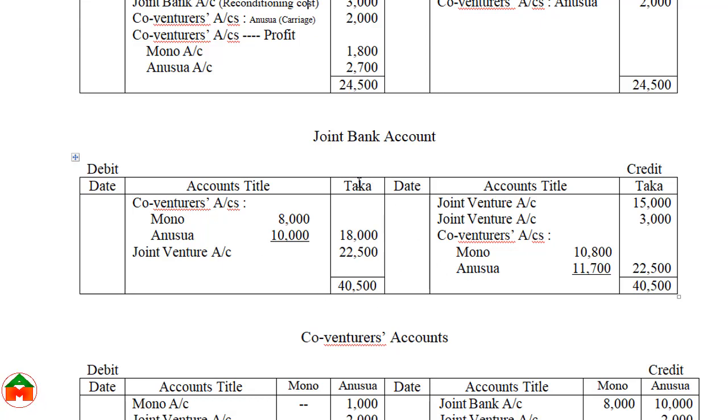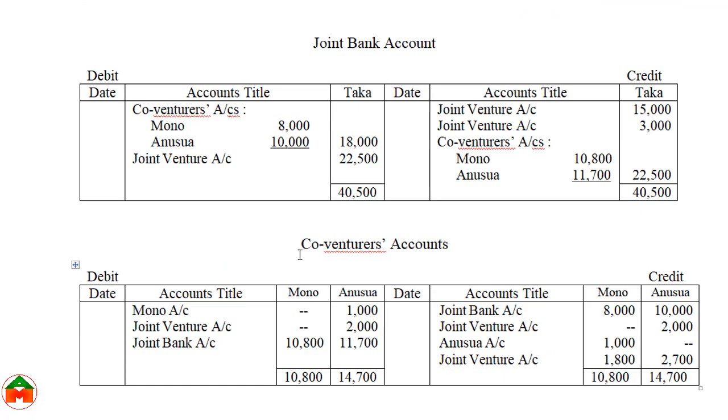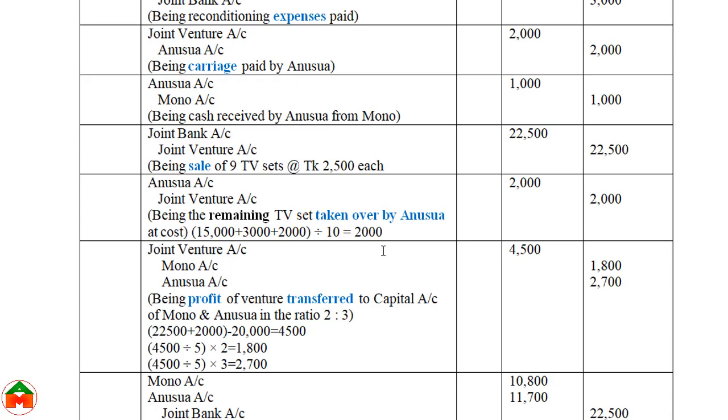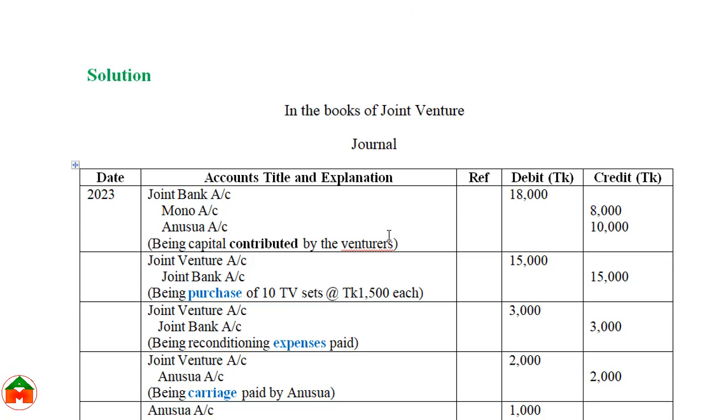Whenever you are preparing one account, if it is in the debit side, then write the amount in the debit side, then in the account title show the opposite title. The same way you can prepare all other ledger accounts for the joint ventures. So this is today's discussion on journal entries and ledger accounts for the joint venture.